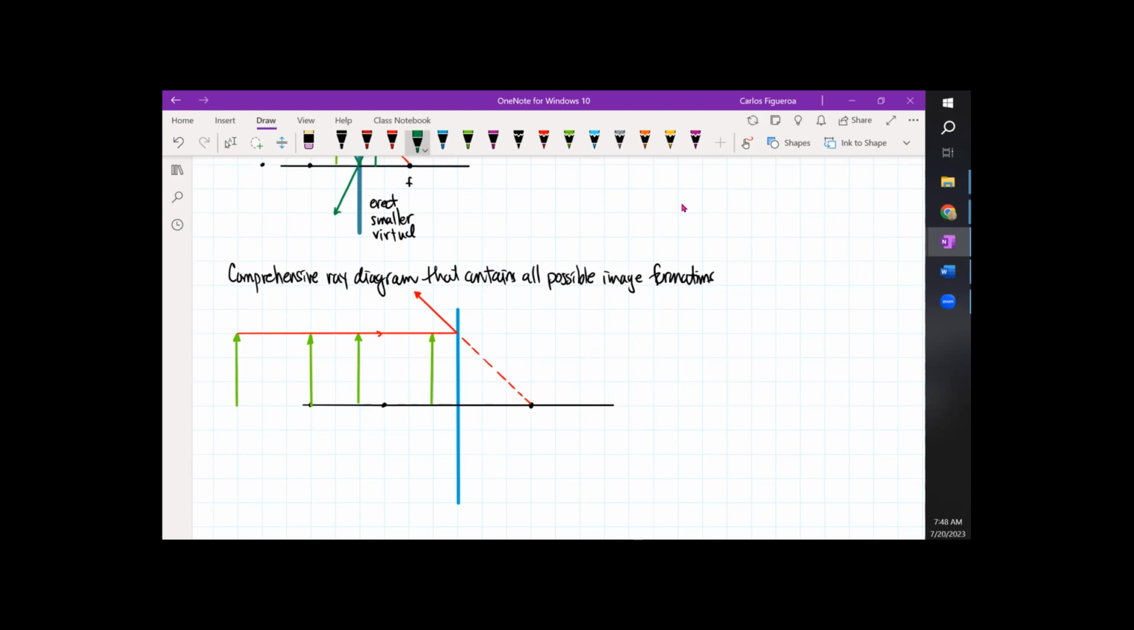So now let's look at this thing. The first one I'm going to look at, I need my image point or my reflected point here. So here's the first ray. Then it comes like this. Now I follow it backwards. And you could see that that's my smaller erect virtual image.